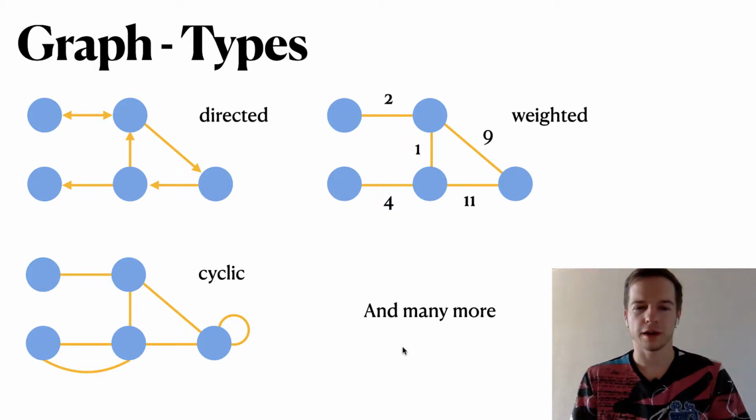There are also cyclic graphs where you can find cycles, and a node can point to itself, and it explains different types of relations. There are many more classifications of graphs, for example, full and sparse graphs, but you better check them on your own.